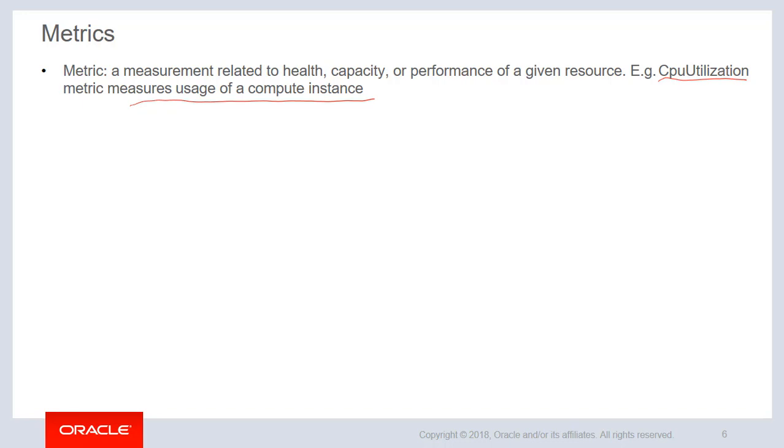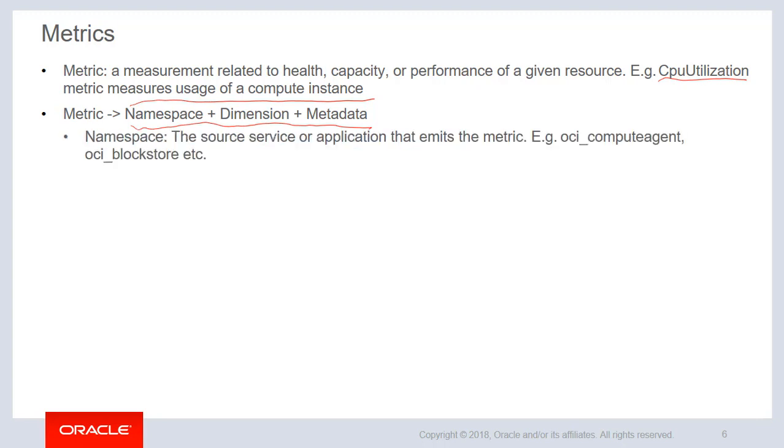Now, the way we define a metric in OCI is like this. We have these three key core components called namespace, dimensions, and metadata. Let's look at them. So namespace is the source service or application that emits the metric. So we have a namespace for compute, which is referenced as oci_computeagent. There is a namespace for block storage, object storage, load balancer, you name it, right?